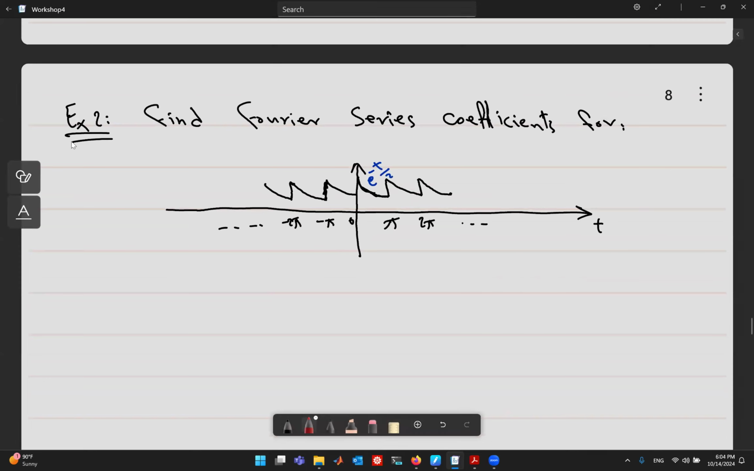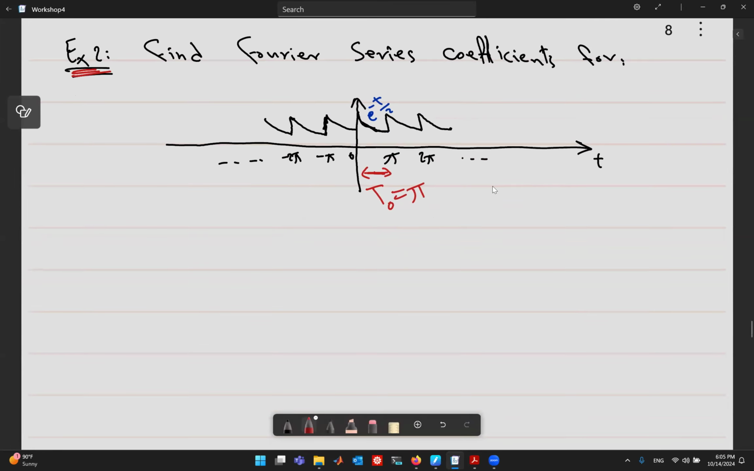Example 2. We have a periodic signal, which looks like this. And from the figure, you can tell that the fundamental period of this signal is how much? It's pi, right? The fundamental period is pi, just from the figure. And the function itself between 0 and pi, or over any period, is exponential minus t divided by 2.